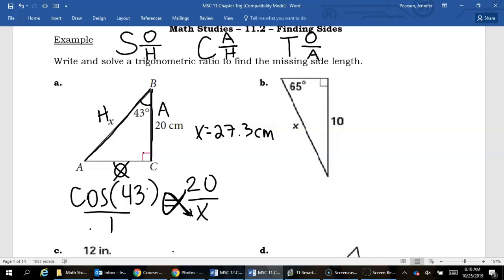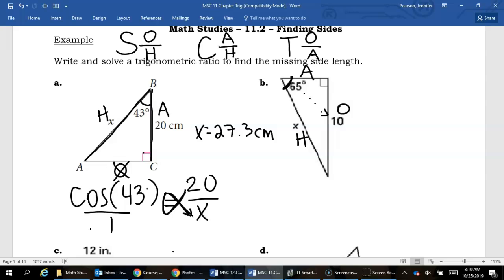We're going to start by labeling A, H, and O. H is the easiest one, I think, to do first: the longest side across from the right angle. I have a 65-degree angle marked up top, so the opposite is going to be the farthest one from that, and the adjacent is the closest one to that.